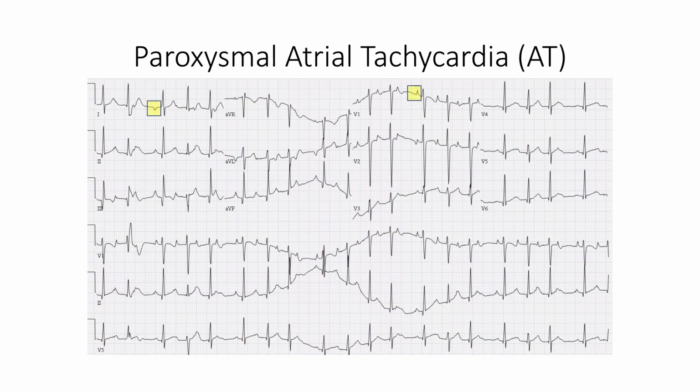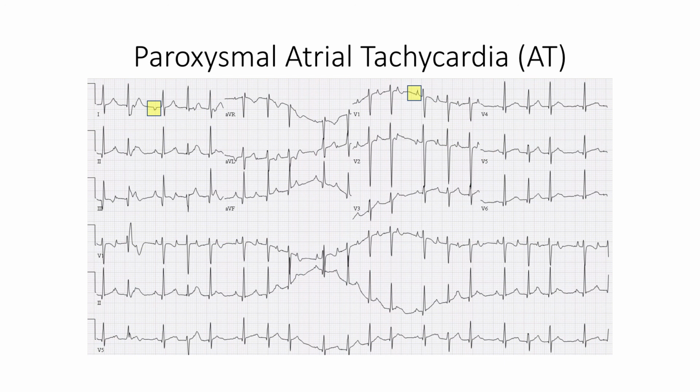Here's an example of PAT with a whole lot of extra beats. You can see here that this is definitely atrial tachycardia and not sinus rhythm because look at the P wave in leads 1 and V1. First, normally lead 1 has a positive P wave because the heart depolarizes towards the left shoulder. But in this example, the P wave is negative, suggesting that the P wave starts in the opposite direction.